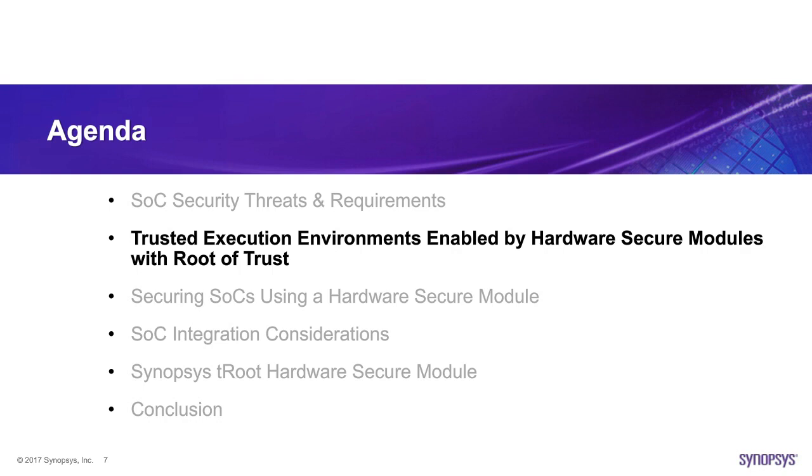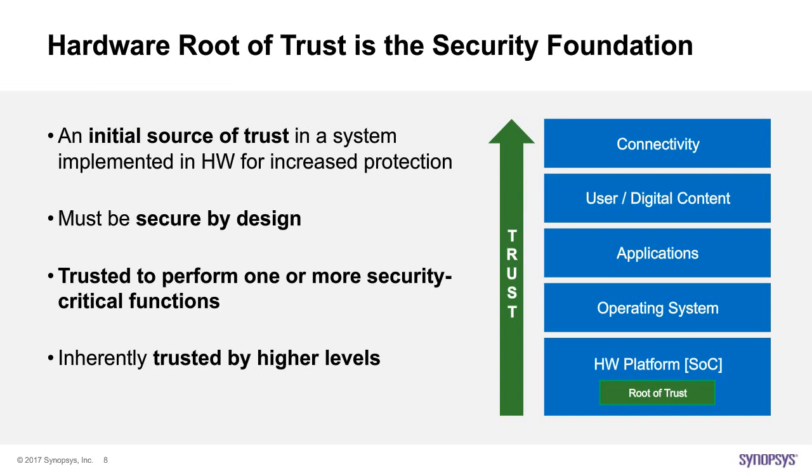First, let's start with a hardware root of trust. What is it? It's the foundation of security in your SoC, and for robust security, it must be hardware-based. The root of trust is secure by design, difficult to tamper with, and must provide one or more security-critical functions. Because of its inherent security, the root of trust can be trusted by higher levels in the system, and hence build a chain of trust from the SoC to the operating system, to the various applications, and then right up to the external communication.